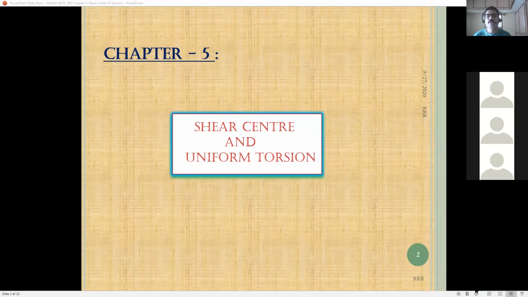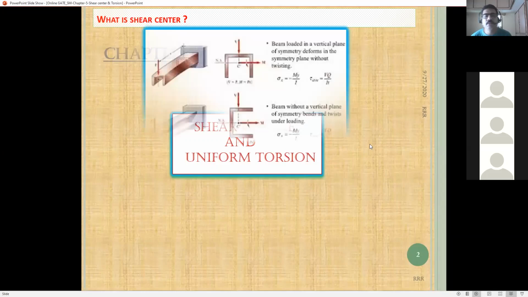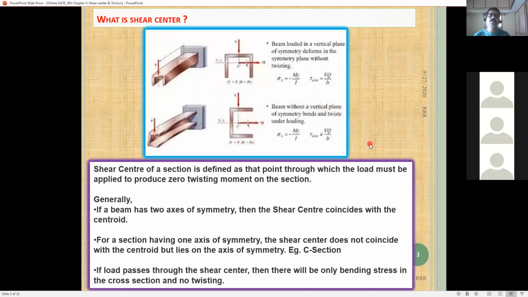Here, the Shear Center is very important because almost every year for the last 2-3 years they have been asking on the Shear Center topic. So this is very important. But students have a little confusion about the normal centroid and shear center. So I wanted to give a little clarification on that confusion. So what is the shear center?